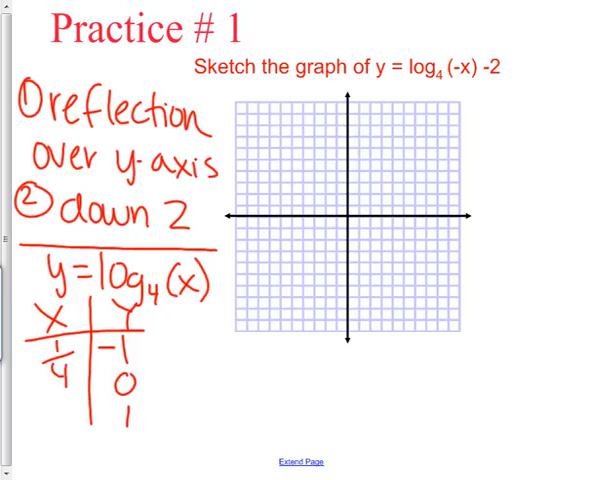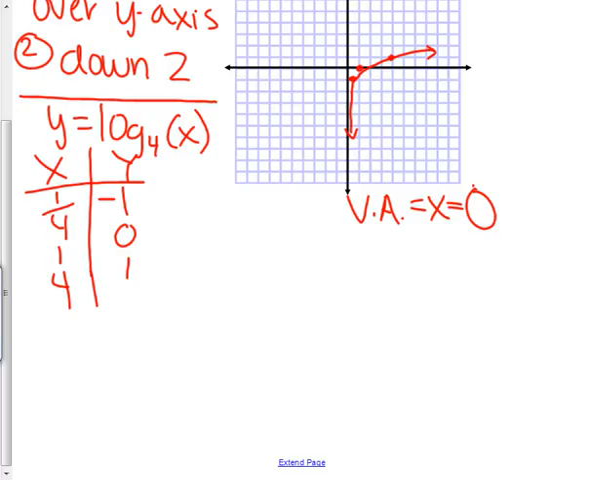So, it's 1 over 4, 1, and 4 are our 3 critical points that will help us when we are going to graph this other bigger log function. So let's... So, our parent function, our vertical asymptote is x equal to 0. Now let's do our transformations.